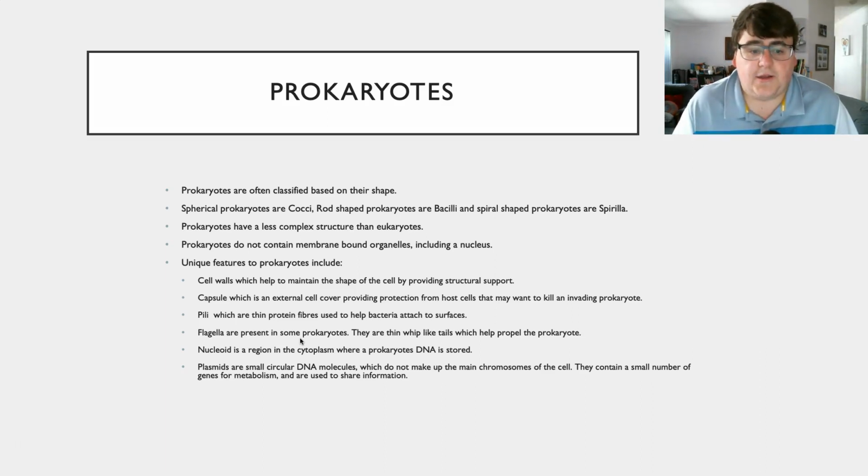What is unique to prokaryotic cells is they have a cell wall. That cell wall helps maintain the shape of the cell by giving structural support. They have a capsule which goes around the outside of the cell. It's almost like a covering for the cell that helps provide protection from host cells, because prokaryotes are generally something like bacteria or parasites, and when they get into our body, they try and take over.